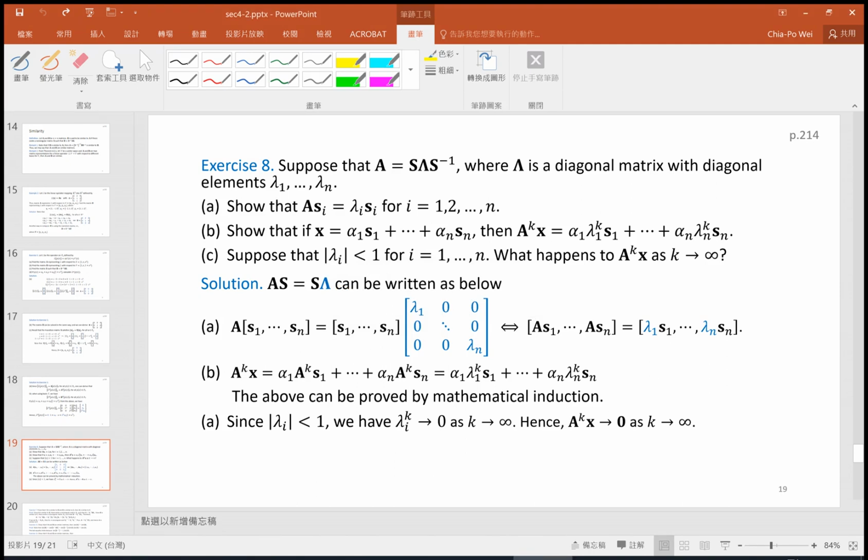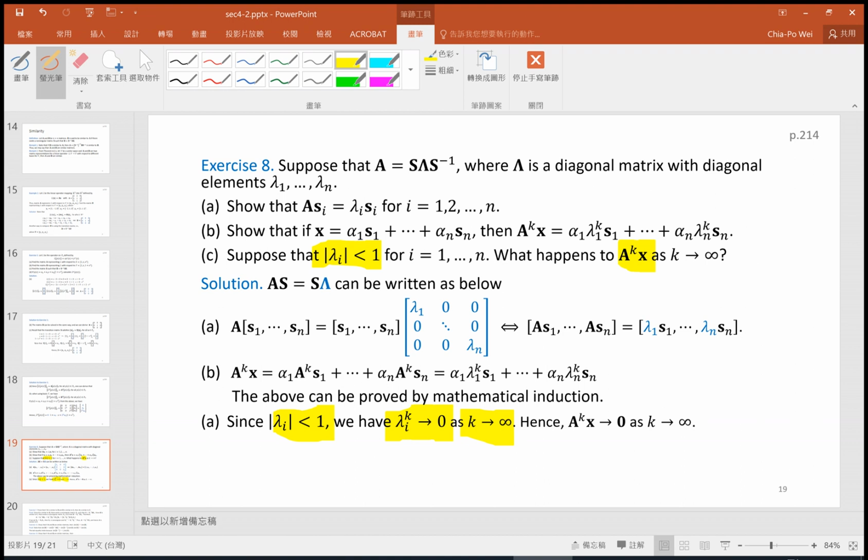In case C, suppose the absolute value of lambda I is less than 1 for I from 1 up to n. What happens to the kth power of A times x as k approaches infinity? If the absolute value of lambda I is less than 1, then we know the kth power of lambda I approaches 0 as k approaches infinity.